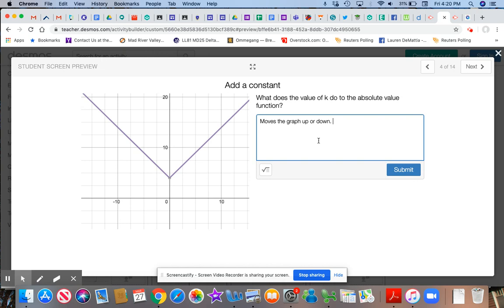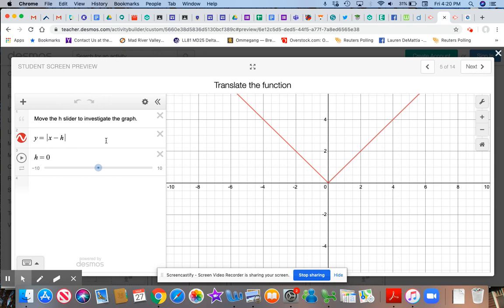So if it's plus, it goes up, and if it's minus, it goes down. That makes a lot of sense, right? Positive goes up, minus goes down. All right, so that's pretty much it. So we're going to move on to the next screen, and this is where h is.